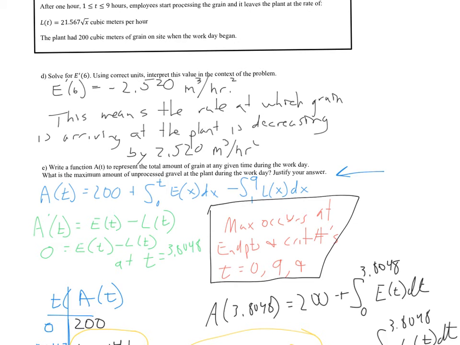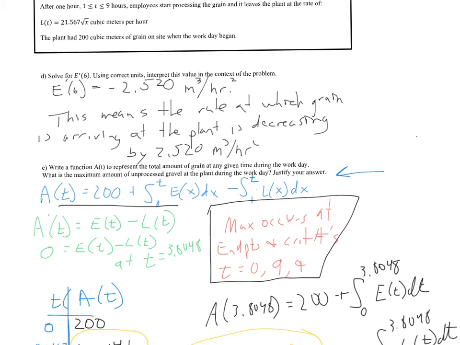Well, there's a possibility of some critical numbers. So what I do is I took the derivative here. And A prime of t, well, the derivative of 200 is 0. The derivative of that middle integral is just E of t. And the derivative of the second one would just be L of t. And actually, I've got a small mistake there. This should not be 9 here. That should be a t. So I apologize for that.